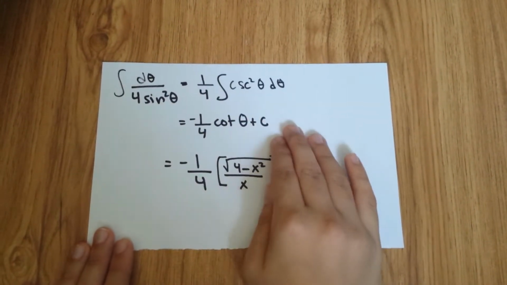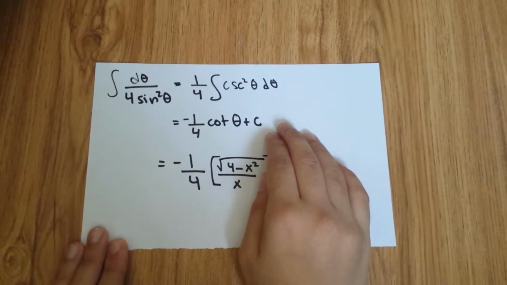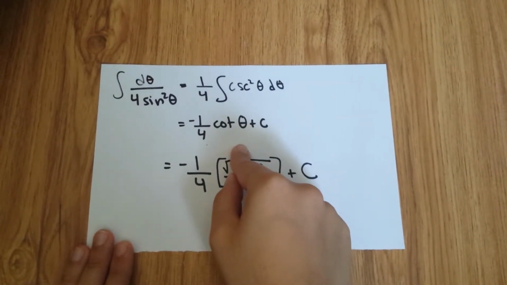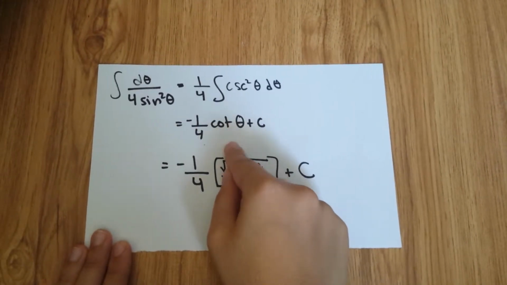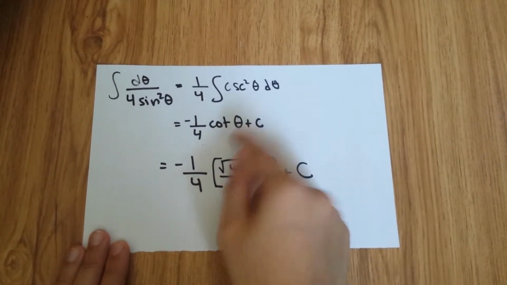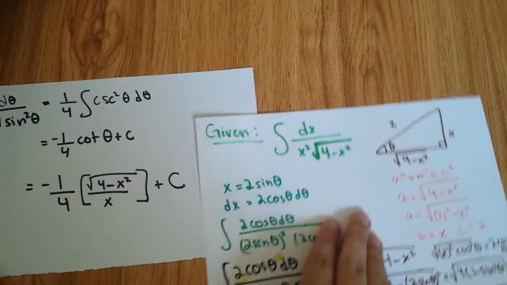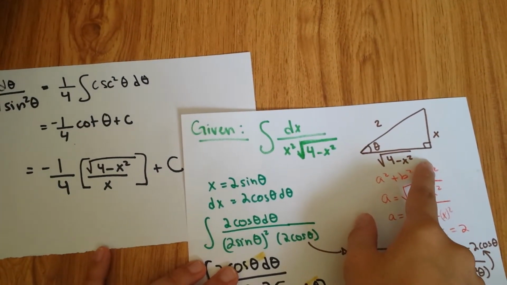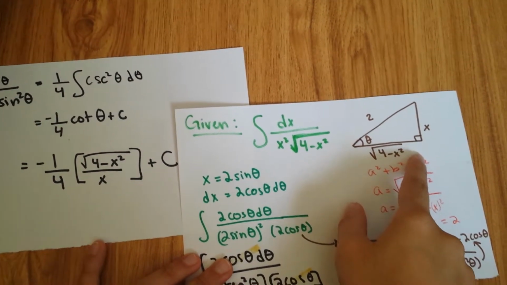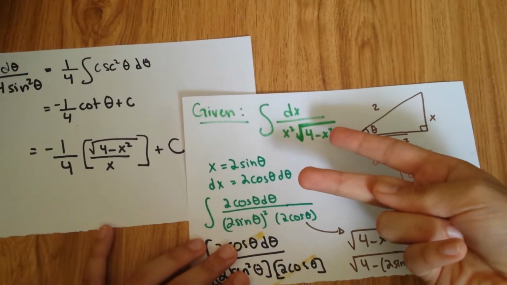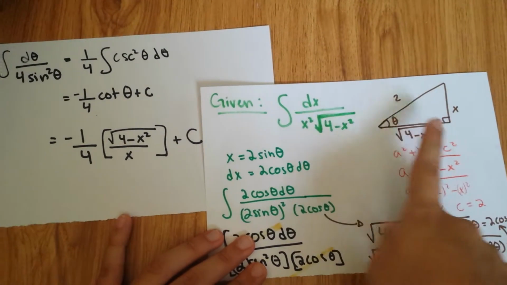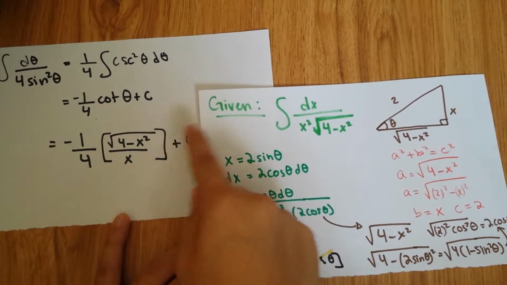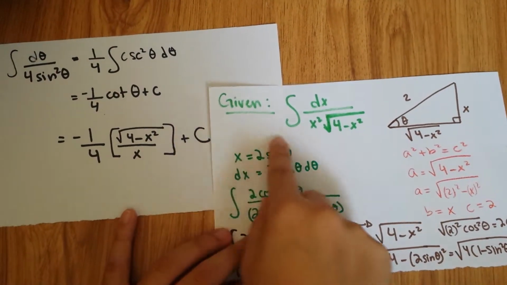But the answer isn't done over here because the integral originally given was in terms of x, not theta. So if you stopped at this point, your answer is wrong. You have to refer back to your triangle and see what your cotangent theta is. Since cotangent theta is the reciprocal of tangent theta, instead of x over rad 4 minus x squared, it is rad 4 minus x squared over x, plus c.